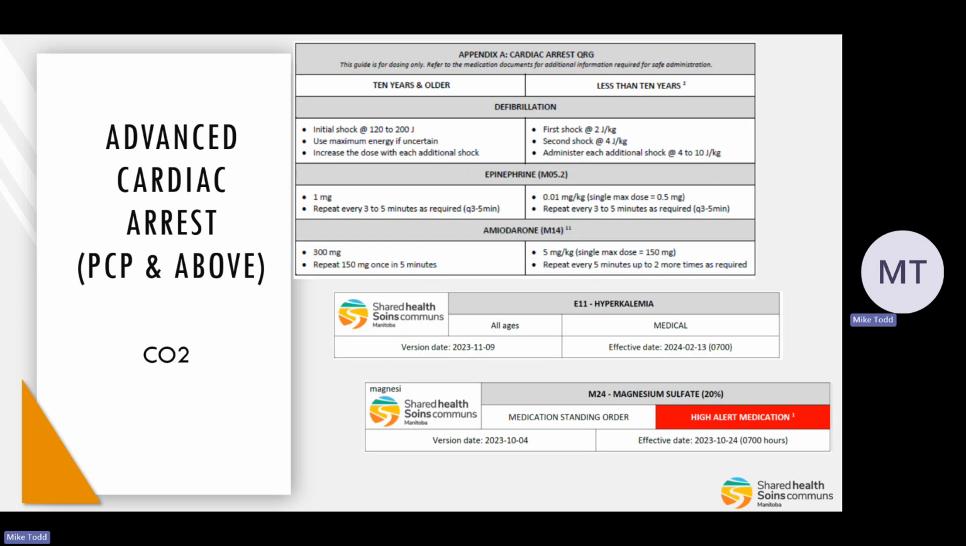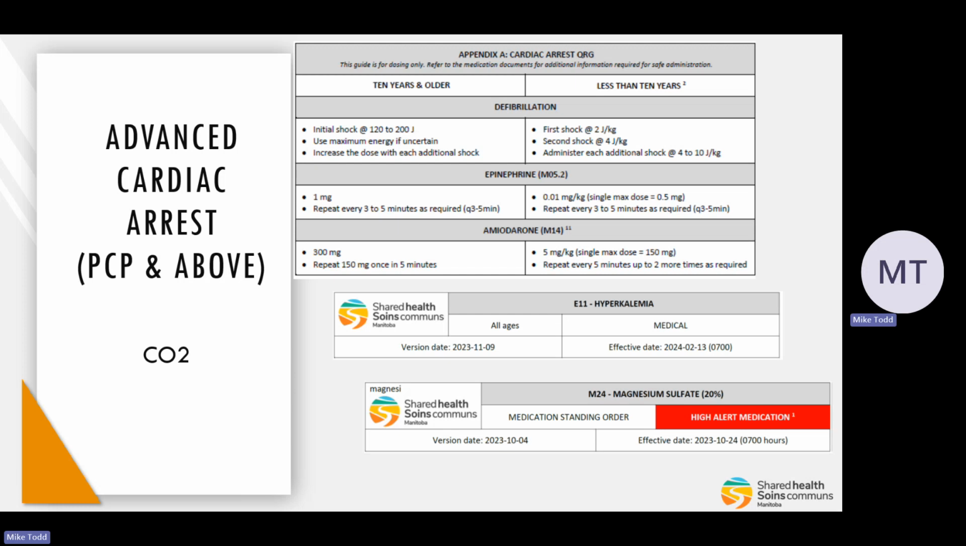In the care map here, we have Appendix A, cardiac arrest. It's got your dosing here. If you're using AD mode, that's fine. But if you're doing manual defibrillation for 10 years and up, it has the joulage guidelines. If it's less than 10, it's a weight-based shock. It also has the dose for epinephrine and amiodarone.